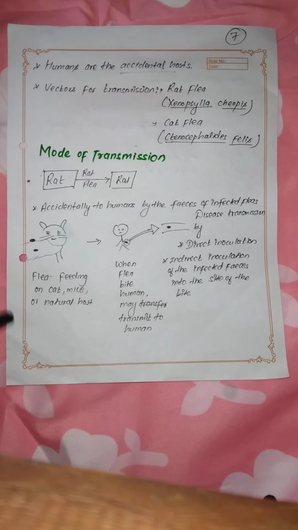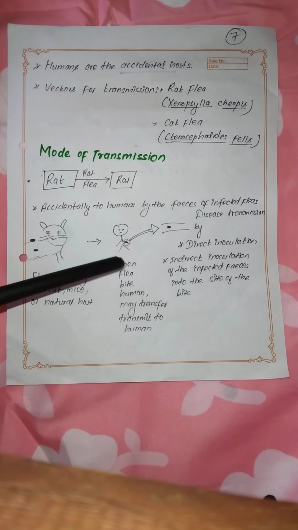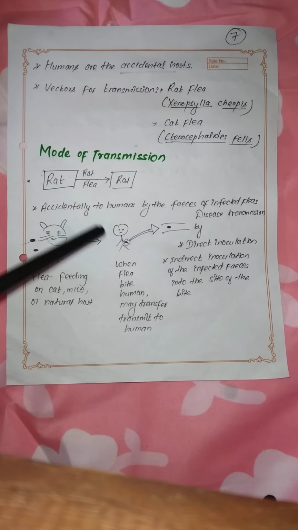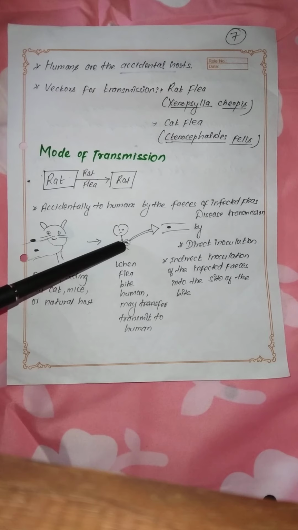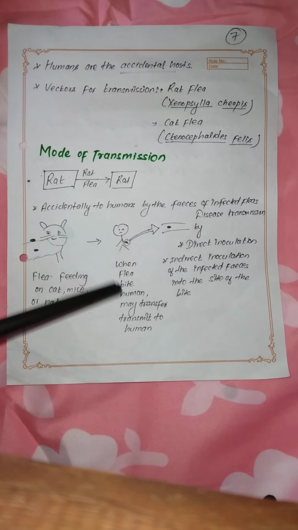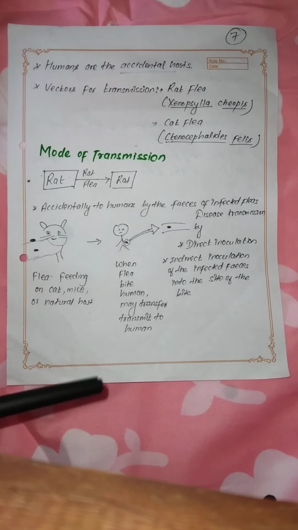Okay, this is the picture of the natural host. It can be a cat or it can be mice. This black color I'm trying to show is the flea. The flea is feeding on this cat. When the flea is feeding on this cat, now this flea will contain the Rickettsia bacteria. This bacteria-containing flea will again bite a human, and this flea will transmit that Rickettsia bacteria into this person who was previously healthy.